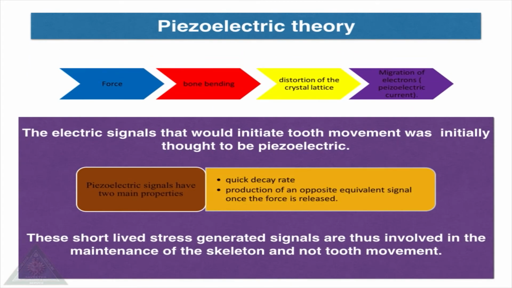Piezoelectric theory. When a force is applied, the bone bends, leading to distortion of the crystal lattice. This leads to migration of electrons, leading to a generation of current known as piezoelectric current. The electric signals that would initiate tooth movement was initially thought to be piezoelectric. Piezoelectric signals have two main properties: quick decay rate and production of opposite equivalent signal once the force is released. These short-lived stress-generated signals are thus involved in the maintenance of the skeleton and not in tooth movement.